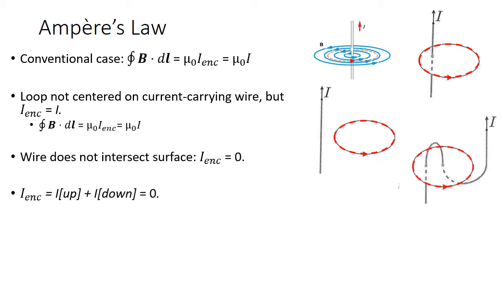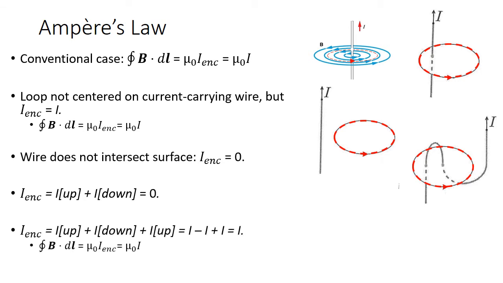In a situation where the wire passes up through the loop but then bends and goes back down, the net enclosed current is zero, and so is the circulation of B, the magnetic field. In the final case, the wire passes through the loop 3 times, and the net enclosed current is I, as shown here.